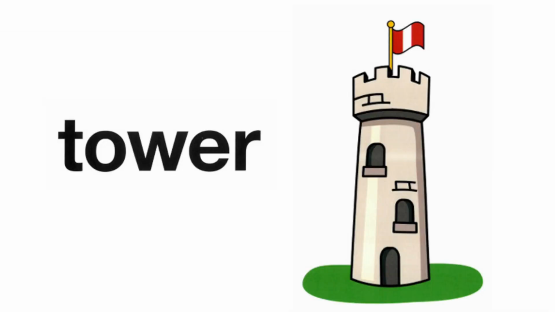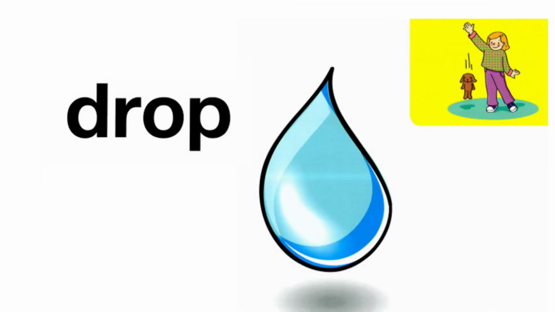Tower. A tower is a tall, narrow building. You often see towers on castles. Drop. A drop is a small amount of liquid that is rounded, like a drop of water or a drop of mud. Look at the drop of water in the picture. Now, find the box in the corner. Drop also means to let something fall. What is the girl dropping? Yes, it is a stuffed animal.